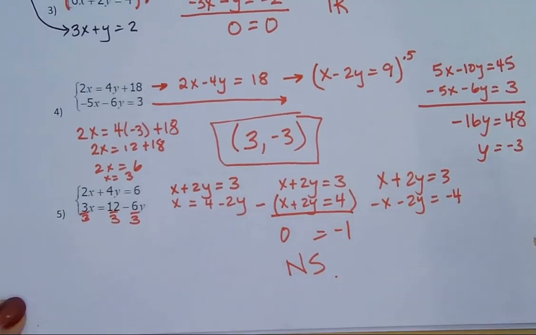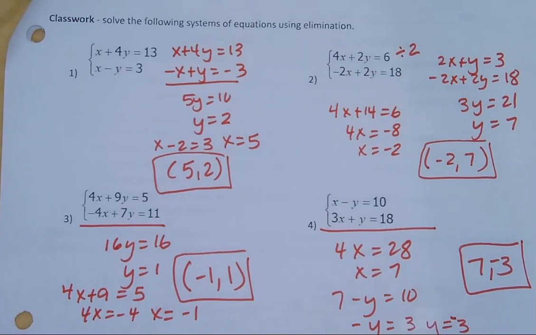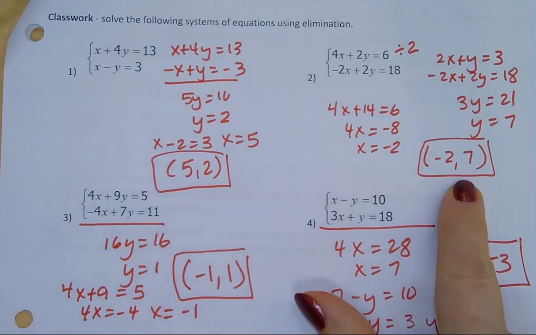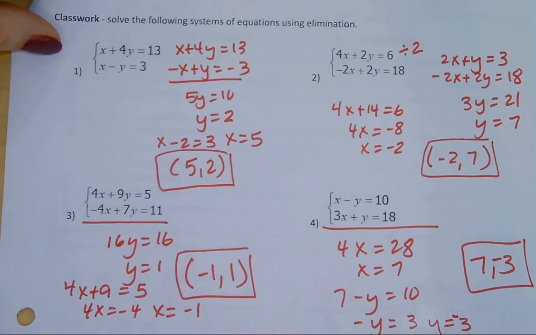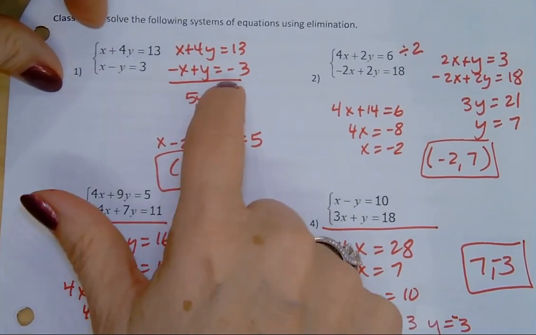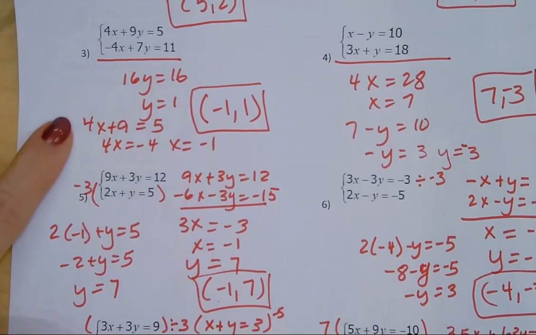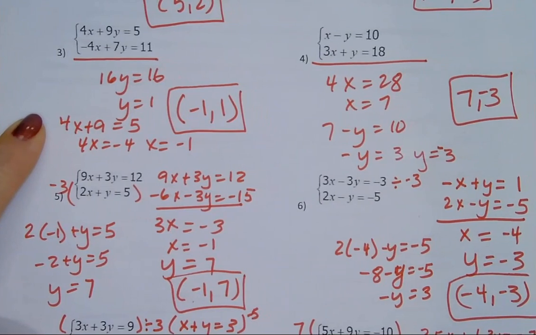All right, so just have a quick look here at our last page. You're going to try your classwork, but I want you to take a look. Number 1, your answer should be 5, 2. Number 2, your answer should be negative 2, 7. So after you do the work, you can come back to the video, and if you didn't get the right answer, just double check. And you can see the steps that I chose. You might have chosen different steps. Number 3, I have negative 1, 1. And number 4, I have 7, negative 3.